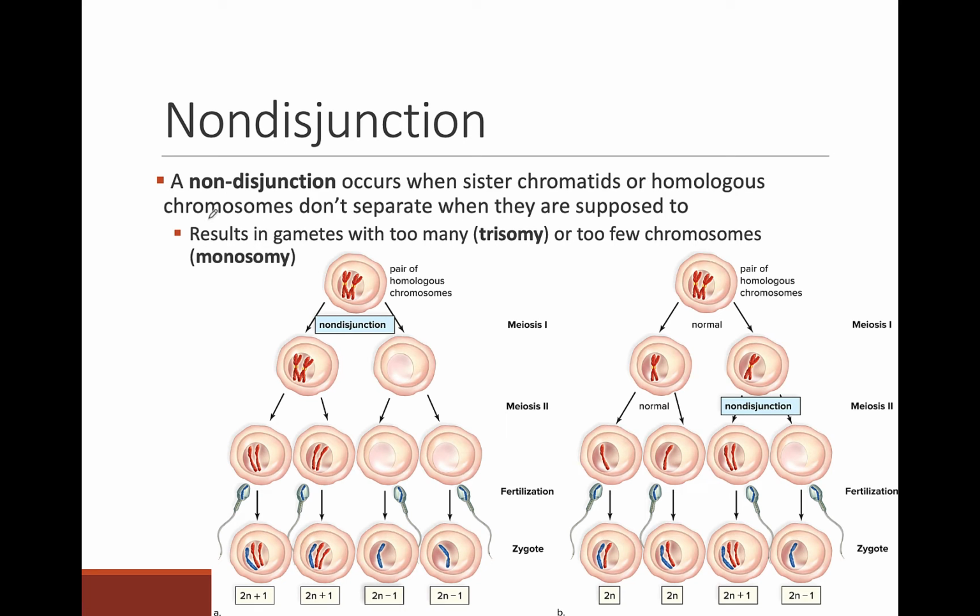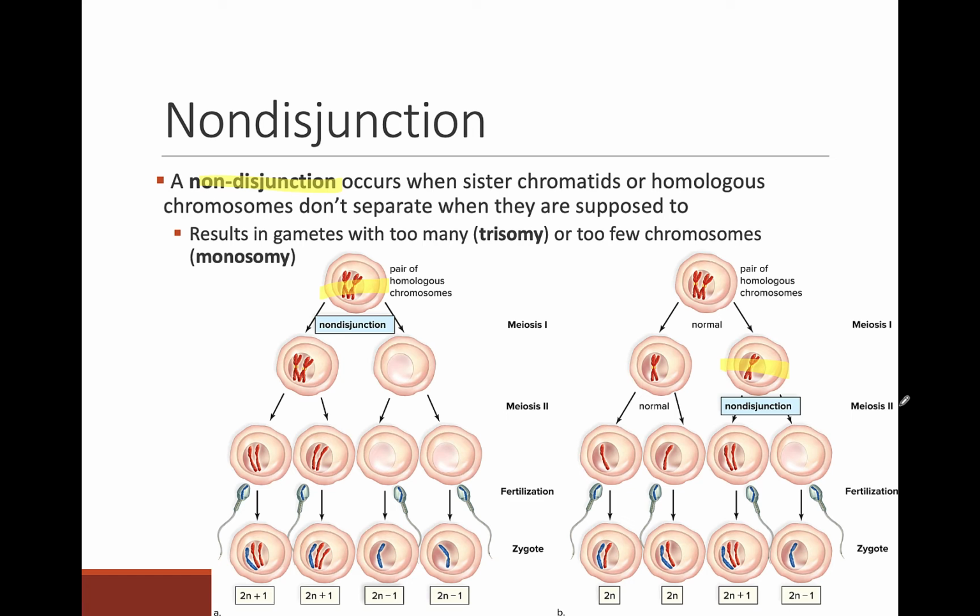If an error called a non-disjunction occurs during the production of sperm or eggs, the offspring could have the wrong number of chromosomes. Non-disjunctions occur during anaphase of meiosis. The homologous chromosomes in meiosis 1 and the sister chromatids in meiosis 2 are supposed to separate during anaphase.